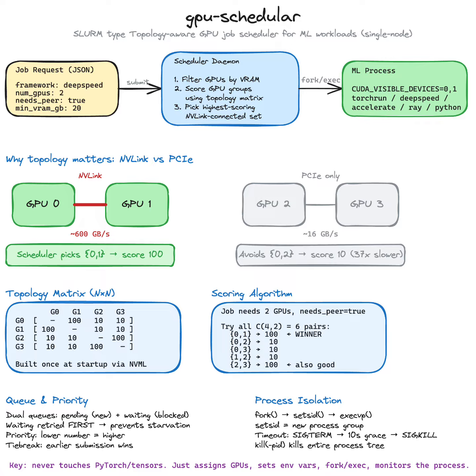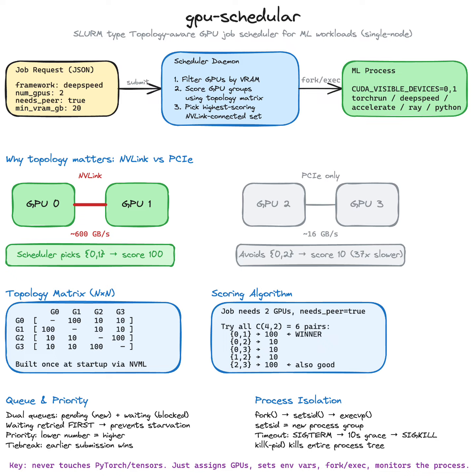Now moving on to how the system works. The user submits a job in JSON format. In that JSON, they specify the framework they want to run, such as DeepSpeed, TorchRun, Accelerate, Ray, or plain Python. They also specify how many GPUs they need, the minimum VRAM required, and whether the job needs fast GPU to GPU communication using needs_peer. Once the scheduler daemon receives this job, it filters GPUs based on available VRAM, then scores all possible GPU groups using the topology matrix. After that, it picks the best set, ideally the NVLink connected one, and launches the framework process using fork and exec, while automatically setting CUDA_VISIBLE_DEVICES to the selected GPUs.